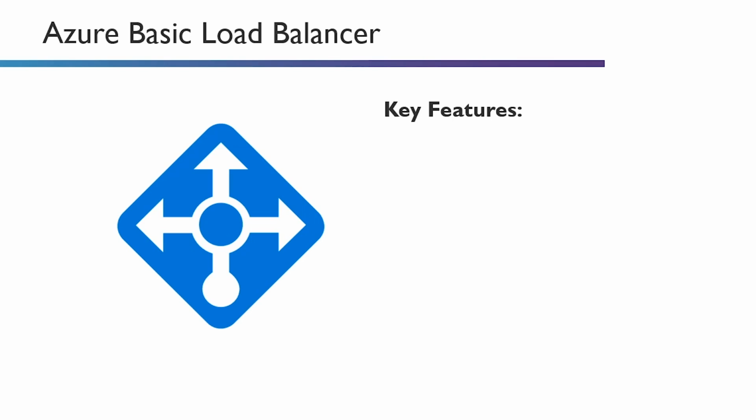Well, with that, let's look at the key features of the basic load balancer first of all. For one, this is layer 4 of the OSI model, so that's as far as it goes. It does not work at layer 7, where you'll need the app gateway for that. It supports up to 100 instances behind it. That's the maximum available there on the basic load balancer.